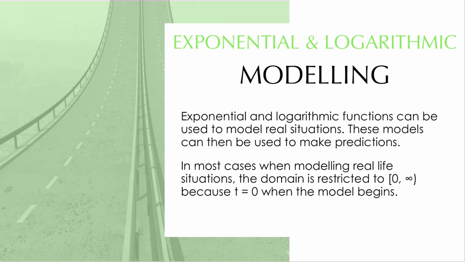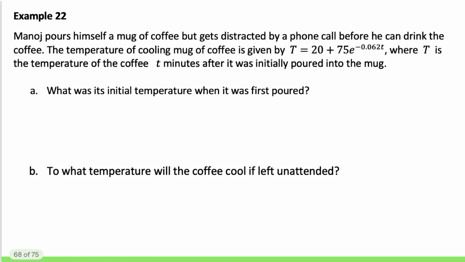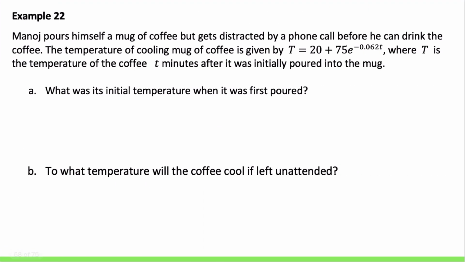So the idea of exponential and logarithmic modeling is that functions can be used to model real life situations. These models can then be used to make predictions. In most cases, when modeling real life situations, the domain is going to be restricted from 0 to infinity because time will not be negative. So generally, we will start at 0. All right, let's go for it and try a few of these questions.